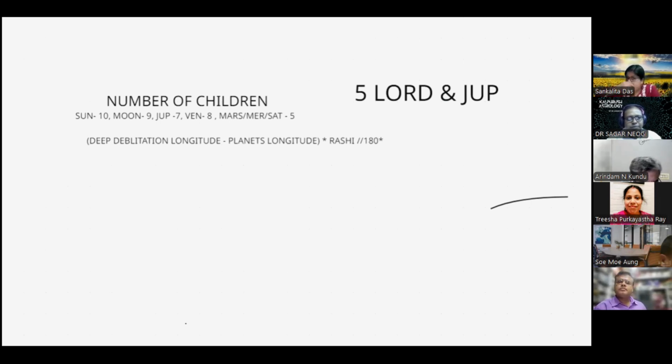So: deep debilitation longitude minus the planet's longitude in the horoscope, into the number of Rashmi. These Rashmis are fixed by Parashara and will not be changed. Sun 10, Moon 9, Venus 8, Jupiter 7, and Mars, Mercury, Saturn 5. The longitude will be multiplied by the number of Rashmi, and the total will be divided by 180. That will give a number, and that number will be the number of children. We have to calculate it from both the fifth lord and Jupiter, and take whichever is greater. Simple.